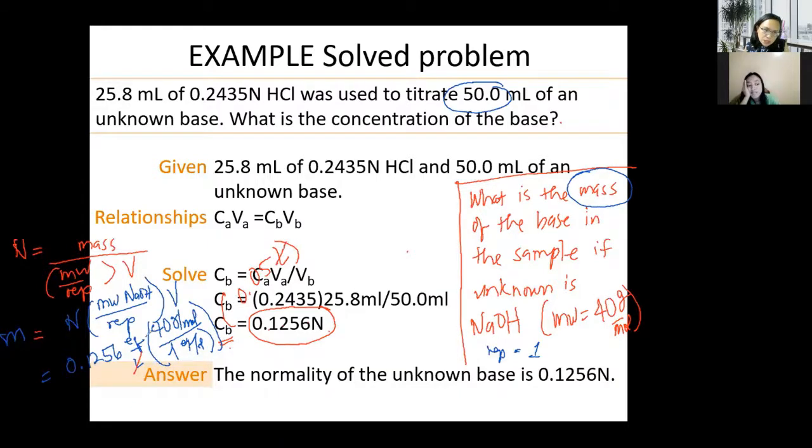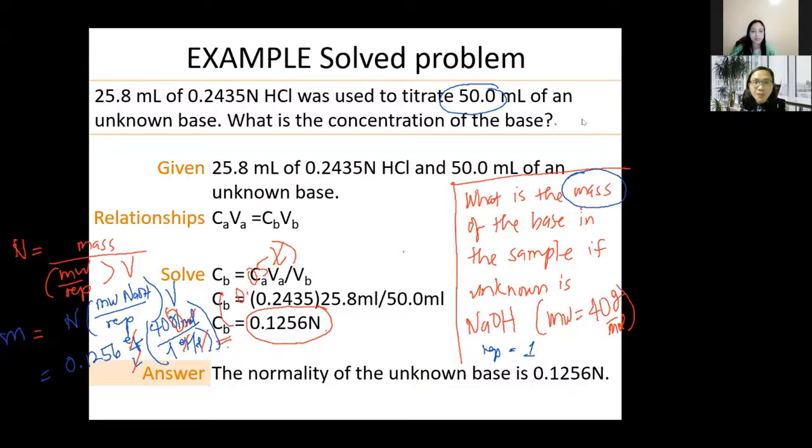Cancel the liters. Cancel the equivalents. Cancel the moles. You're left with grams. So final answer is 0.2512. Final answer should be in 3 significant figures. So final answer should be 0.251. Okay? Okay, kung ang question sa problem solving is mass ang hinahanap, convert your formula para magiging mass yung unknown. Kung concentration, hanggang concentration lang siya, then you can give the concentration.